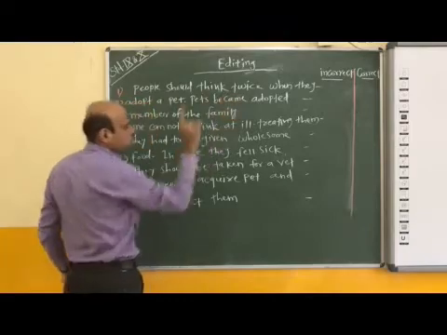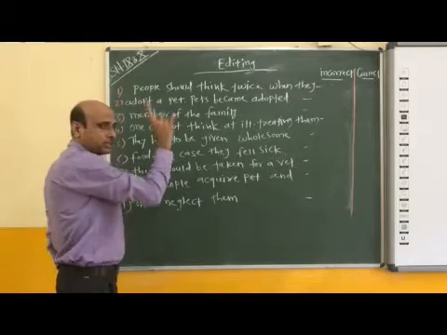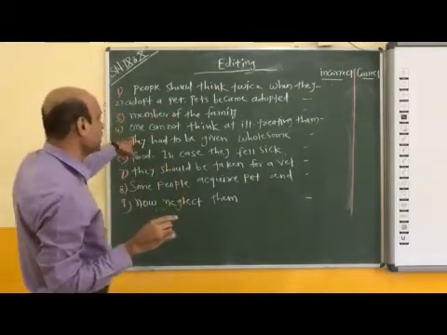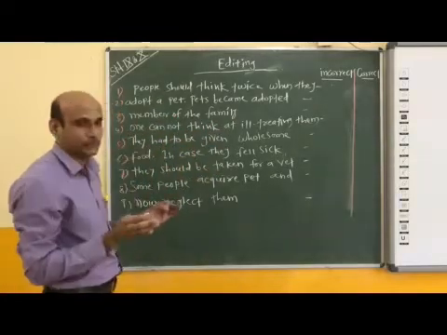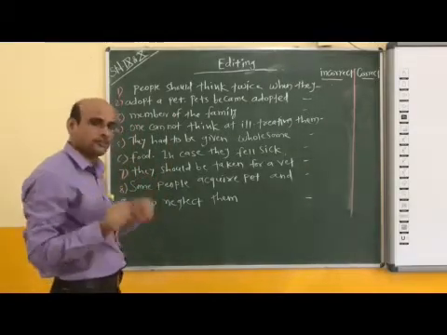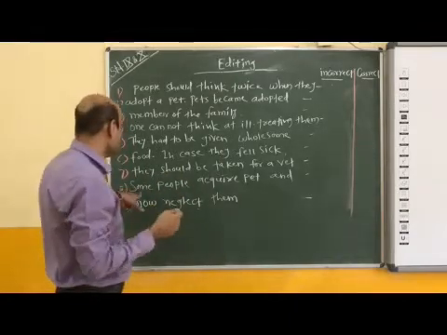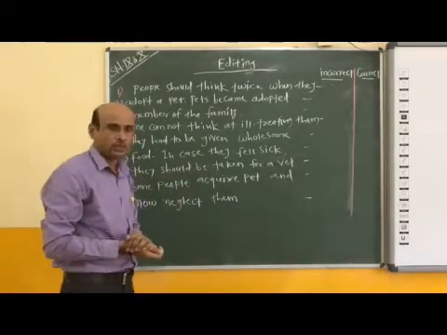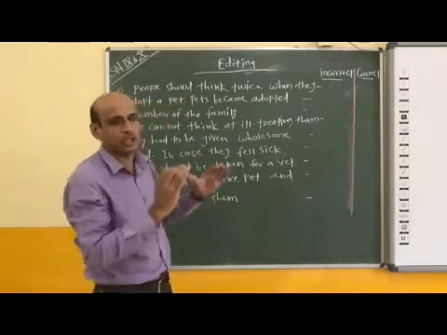People should think twice when they adopt a pet. It is about a pet, right? Pet animal. Pets became adopted member of the family. One cannot think at ill-treating them. They had to be given wholesome food. In case they fell sick, they should be taken for a vet, and some people acquire pets and now neglect them. It means here the writer talks about this paragraph about the present situation.